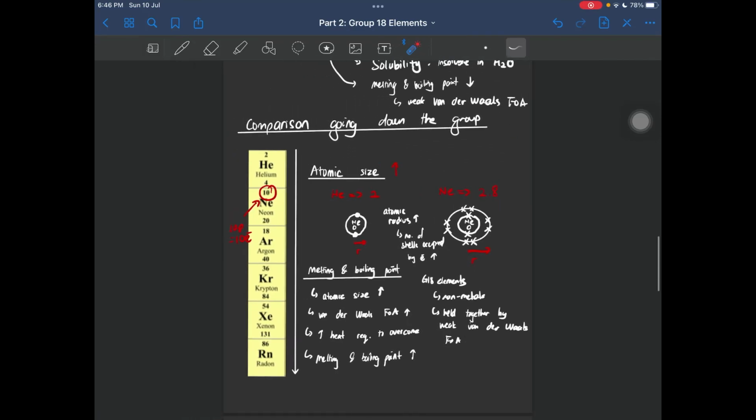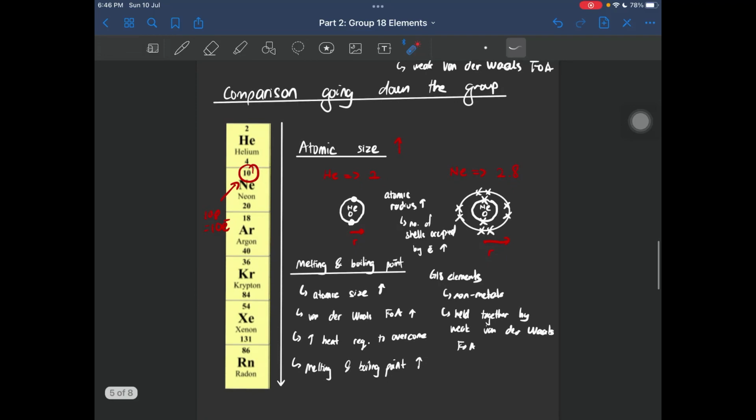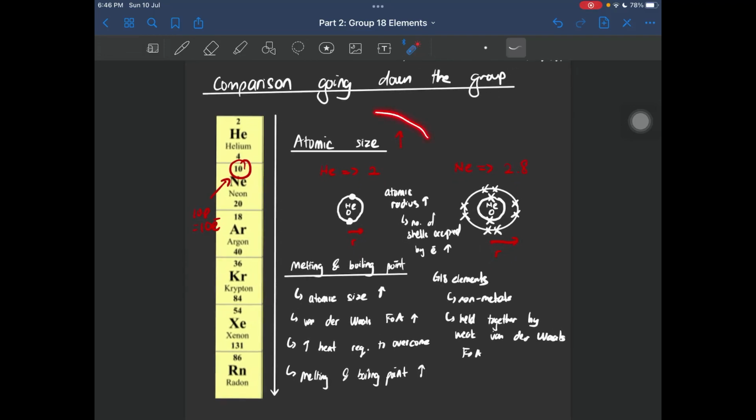And then we have gone through the comparison of the group 18 elements going down the group, whereby when you go down the group, the atomic size increases, and this is because the atomic radius increases. And the atomic radius increases because the number of shells occupied by the electrons increases. For example, we have drawn the electron arrangement of helium and neon, right? Whereby if we compare, neon has 2 shells occupied by electrons, while helium has only 1 shell occupied by electrons. And neon, because of that, has a larger atomic radius compared to helium. Thus, the atomic size increases.